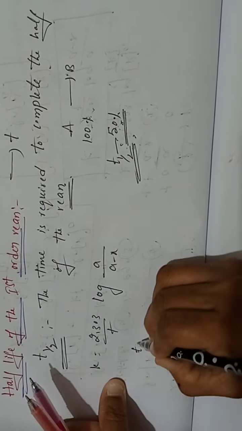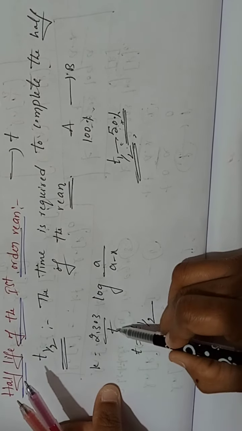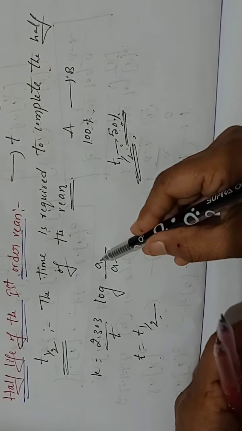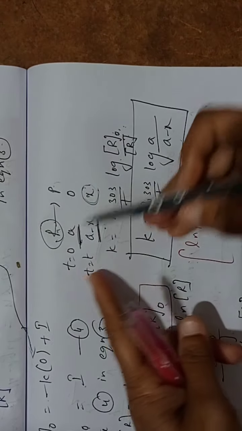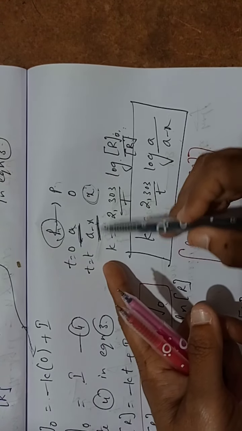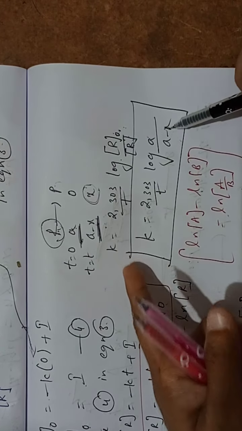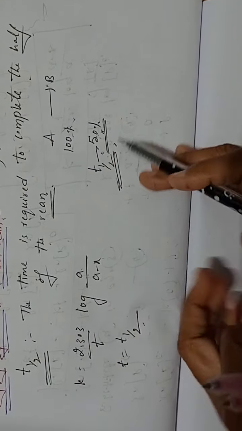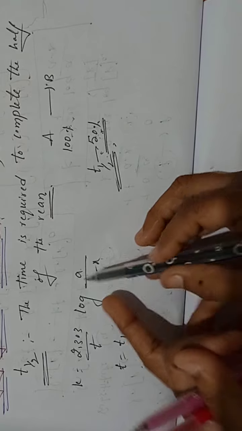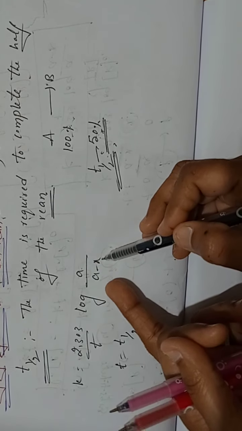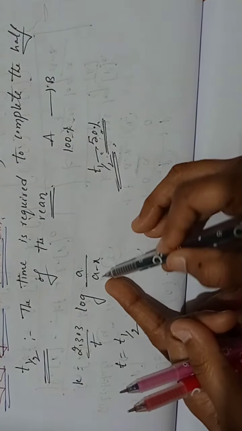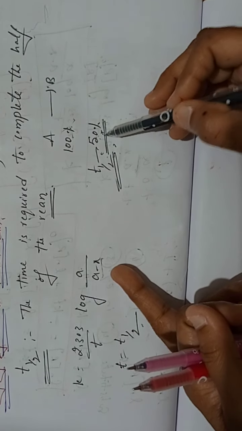Now here t is equal to how much, students? t is equal to t half, and a is the initial concentration. a minus x is the final concentration of the reactant, correct or not? Here we discussed a is the initial concentration of the reactant, a minus x is the final concentration of the reactant. Now see, students, logarithm of a by a minus x. This is the initial concentration, this is the final concentration. Initial means 100%, and the final concentration of the reactant should become 50%.